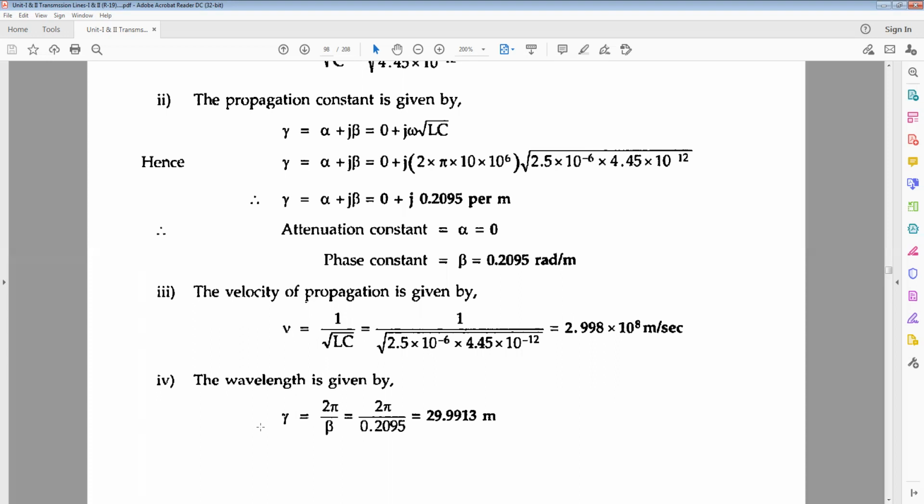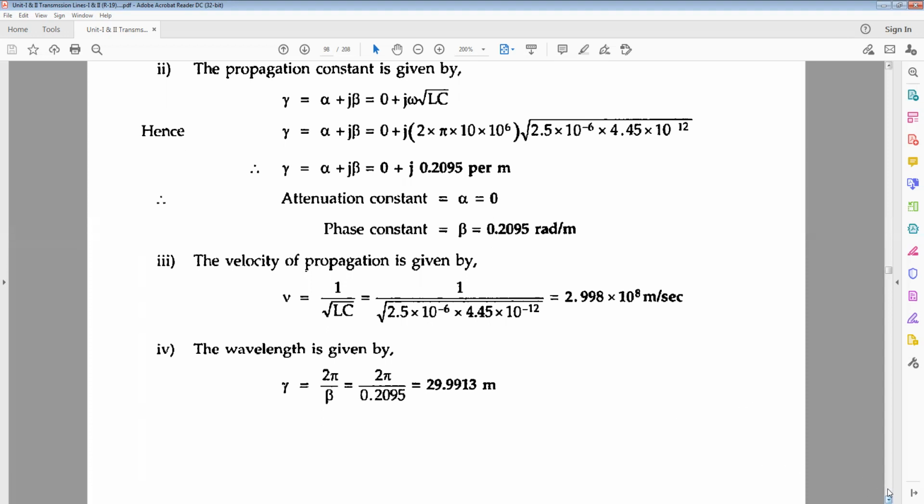By those values you can find out the wavelength, or otherwise 2 pi by beta is another formula we have. 2 pi by the 0.2095, you can substitute as beta. We got radians per meter. 29.9913 meters is the wavelength. Okay.